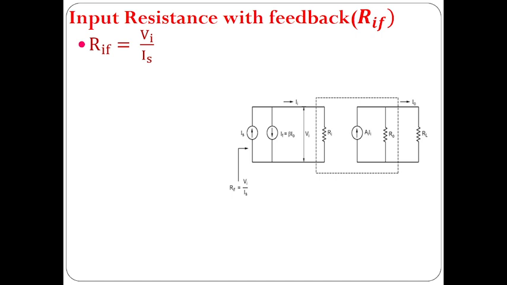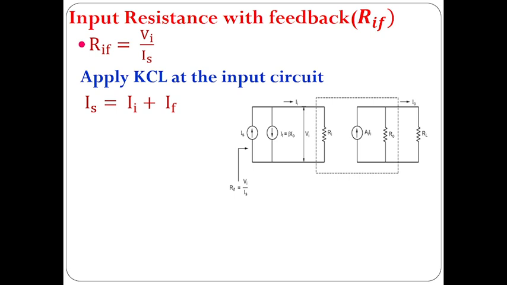Now focus only on the input circuit. Look at the input circuit. So simple. If it is a Thevenin, you apply KVL. If it is a Norton, you apply KCL. When you look at the input circuit, it is nothing but a Norton circuit. So apply KCL at the input circuit. So what is the entering current and what are the leaving currents? Look at the circuit carefully. The entering current is IS, whereas the other two currents are leaving currents. So I can write the expression such as IS is equal to II plus IF. Now replace your IF, your feedback signal, with your feedback factor value beta.